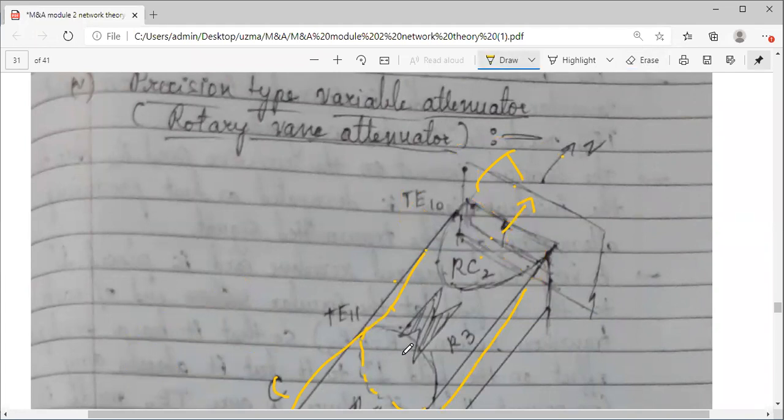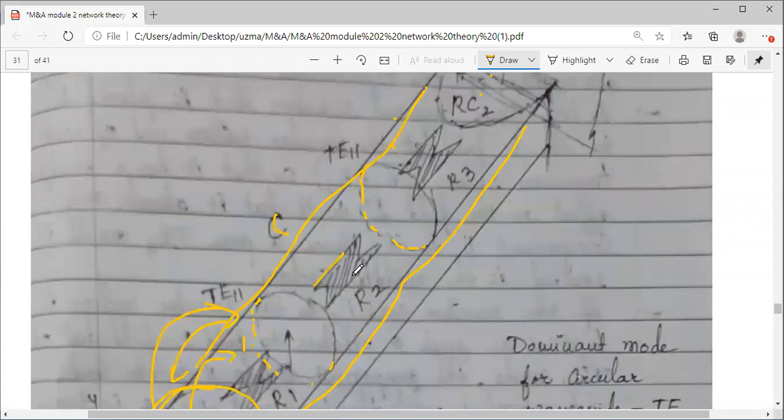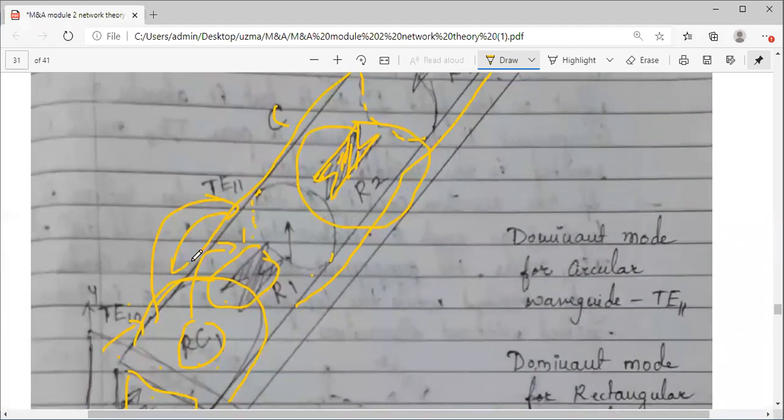We can see these zigzag shaped things. This is the resistive film. Just like in earlier attenuators, we have seen some lossy resistive film inserted inside the waveguide. So here also we'll be having these films. For the purely circular section, the resistive film is R2. But at the transition section, when there is a conversion from circular to rectangular or rectangular to circular, at this transition place you have the resistive film R1.